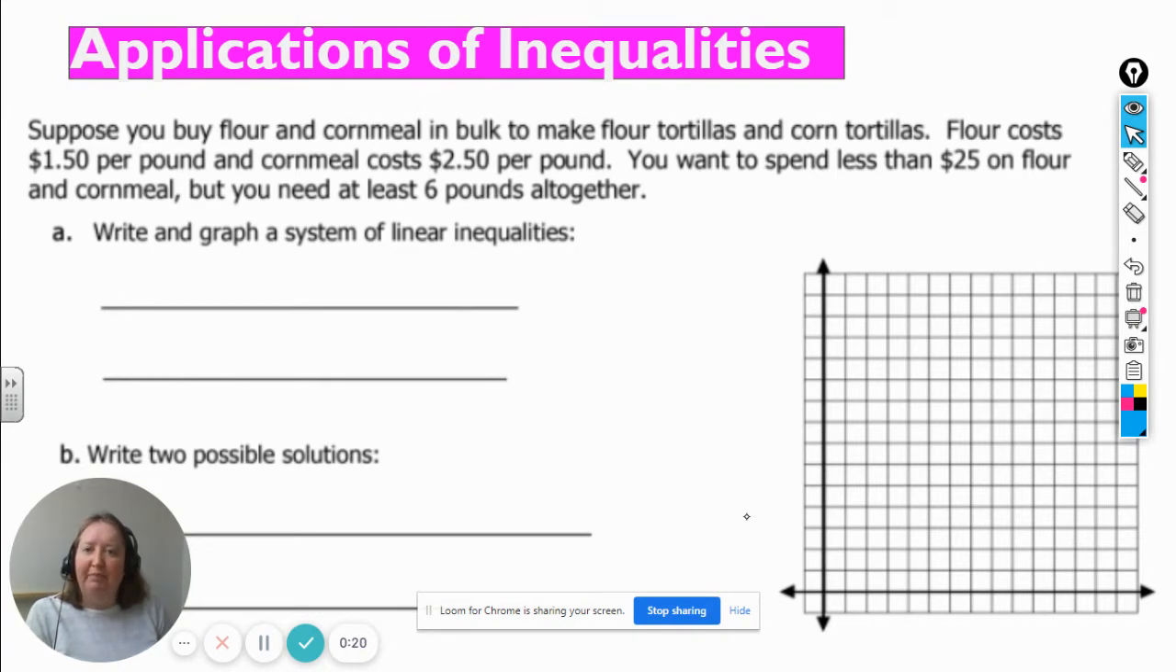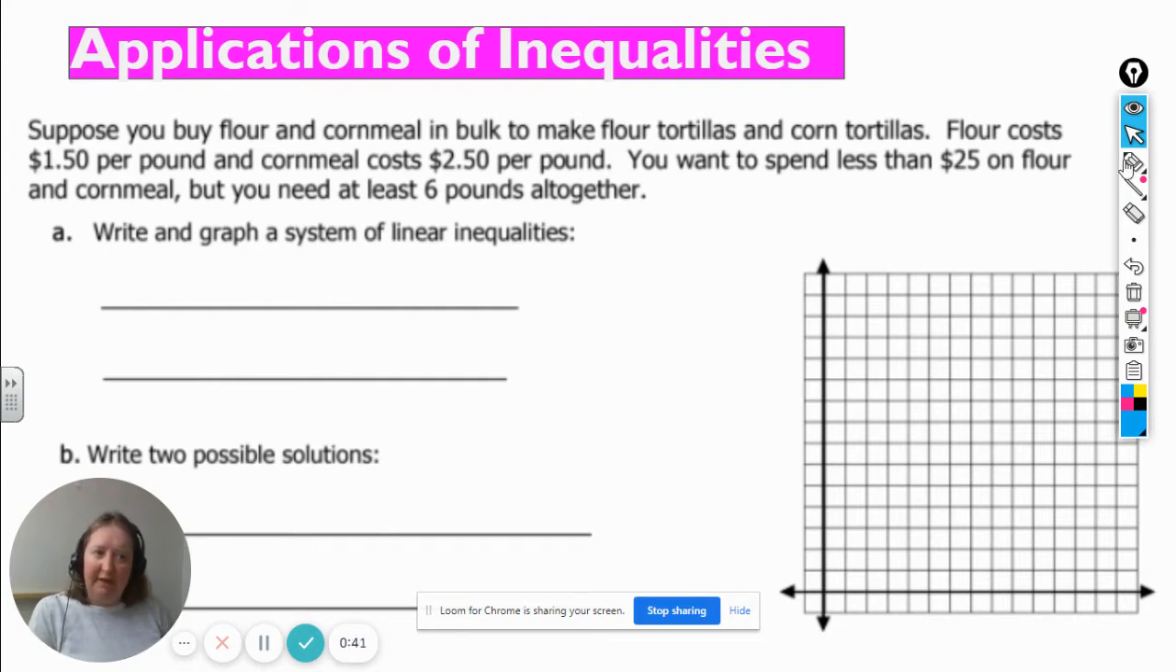Suppose you buy flour and cornmeal in bulk to make flour tortillas and corn tortillas. Flour costs $1.50 per pound. Cornmeal costs $2.50 per pound. You want to spend less than $25 on flour and cornmeal, but you need at least 6 pounds altogether.